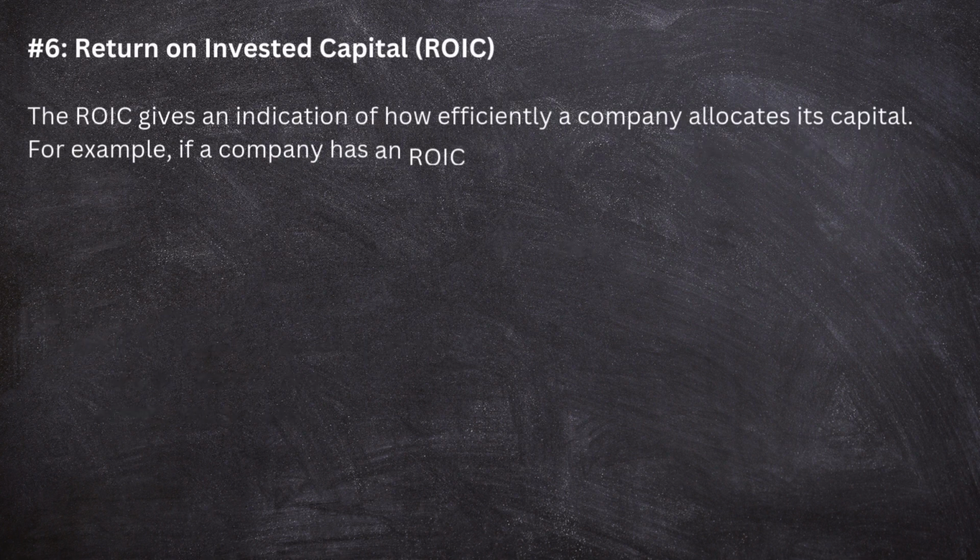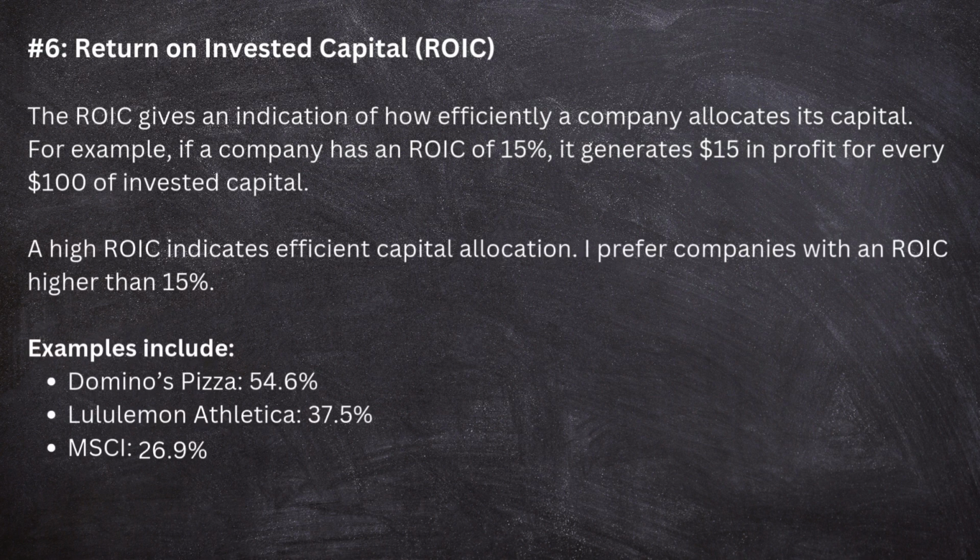Number 6, return on invested capital, ROIC. The ROIC gives an indication of how efficiently a company allocates its capital. For example, if a company has an ROIC of 15%, it generates $15 in profit for every $100 of invested capital. A high ROIC indicates efficient capital allocation. I prefer companies with an ROIC higher than 15%. Examples include Domino's Pizza, 54.6%, Lululemon Athletica, 37.5%, MSCI, 26.9%.